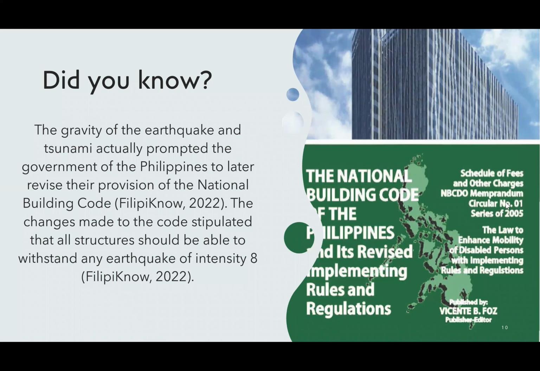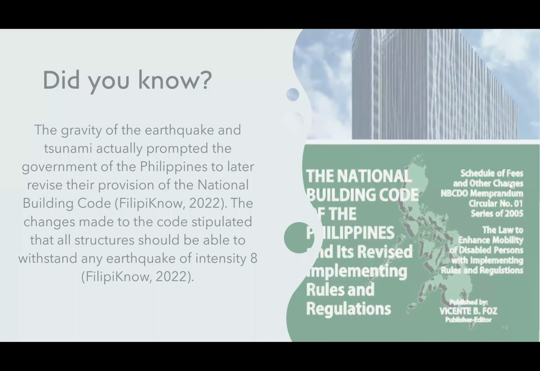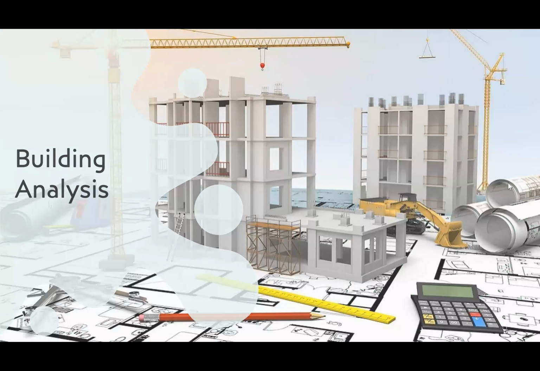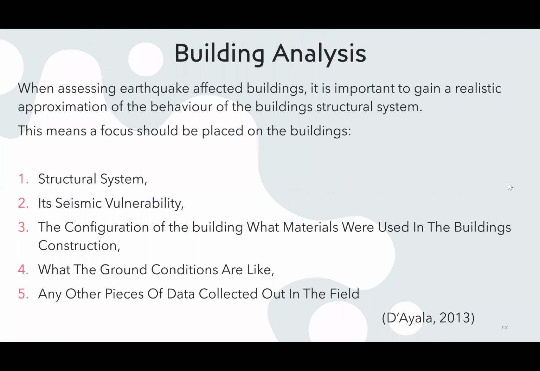We will now move on to the building assessment. When assessing earthquake-affected buildings, it is important to gain a realistic approximation of the behavior of the building's structural system. This means focus should be placed on the building structural system, its seismic vulnerability, the configuration of the building, what materials were used in the building's construction, what the ground conditions were like, and any other pieces of data collected out in the field. Dayala, 2013.